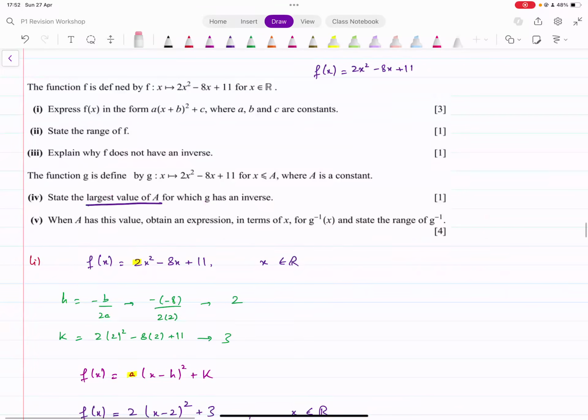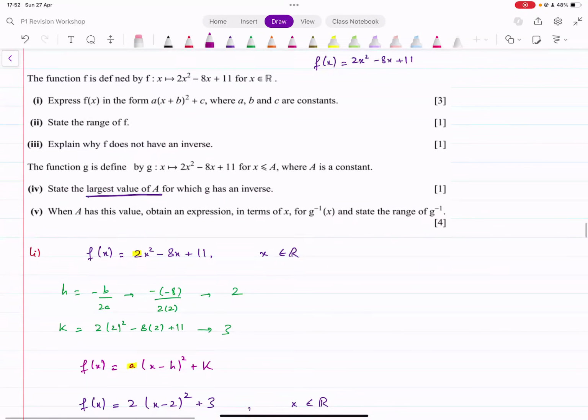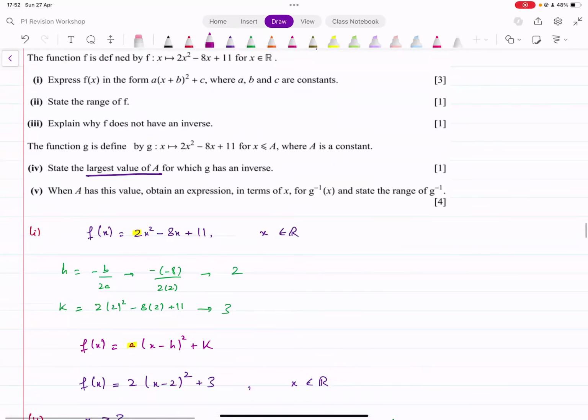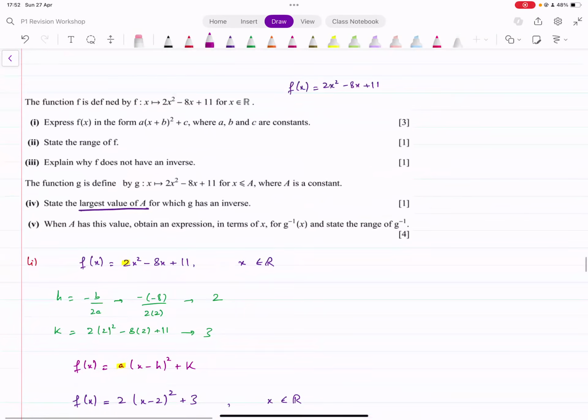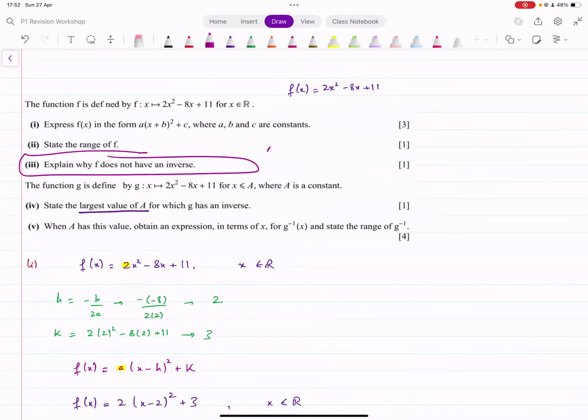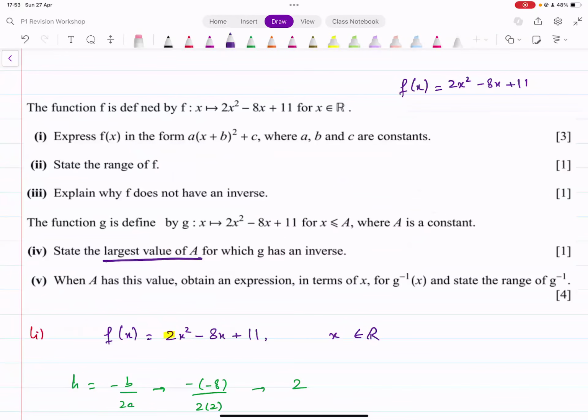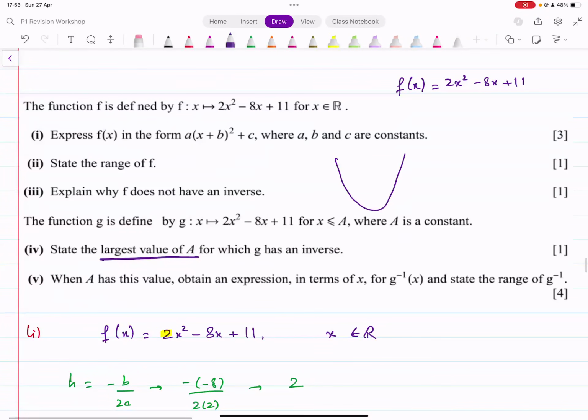Let's say we've got this function, 2x squared minus 8x plus 11. The first part is just about completing the square and finding the range. I just want to focus on this part. First of all, explain why f does not have an inverse. So this function is defined for all real values of x. Why does this function not have an inverse? Because the graph of this function would actually look like this. It's a U-shaped function. It's not one-to-one.